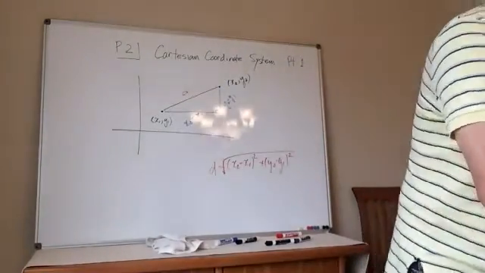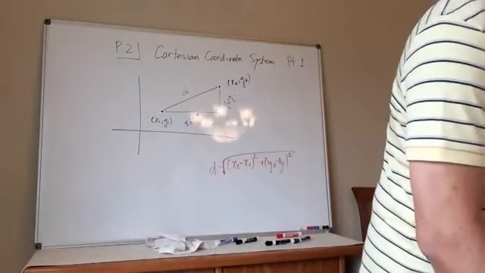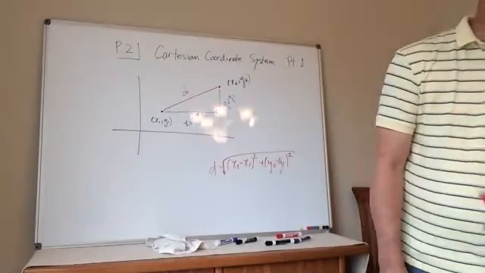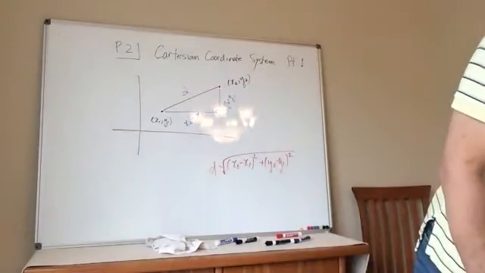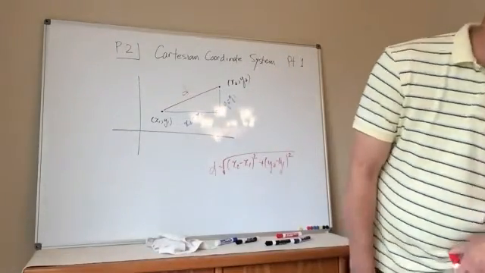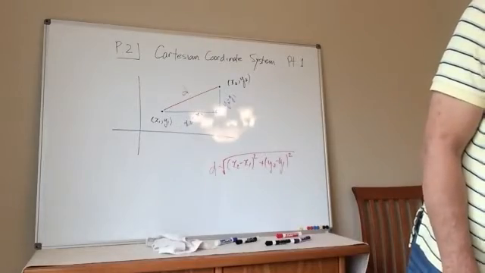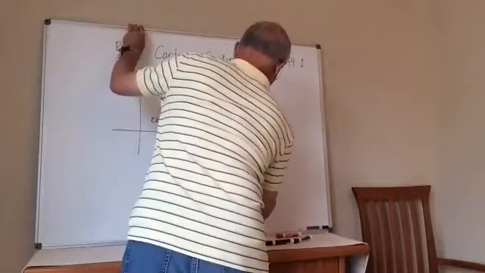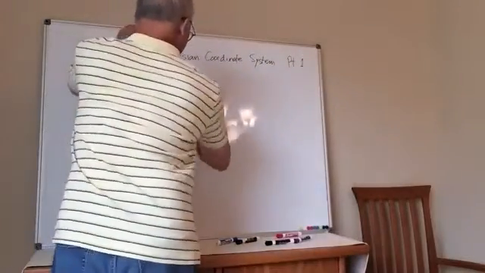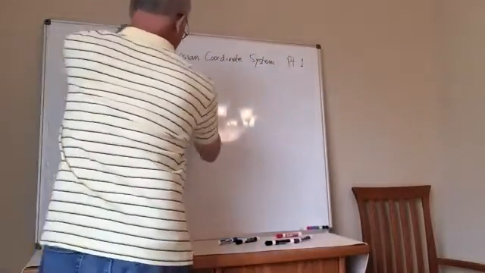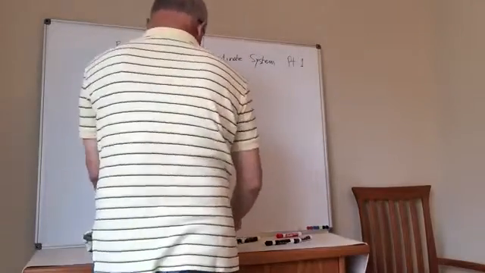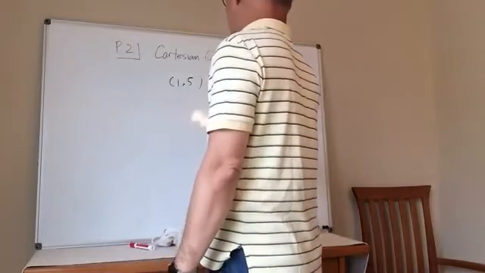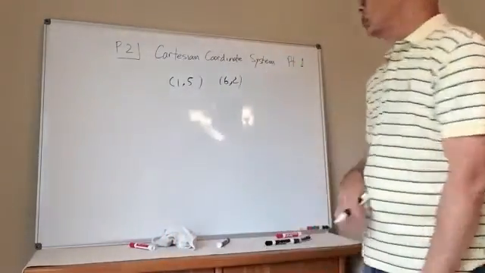So page 14, in the middle of page 14, it shows you that equation. So let's go to example number 3, see if we can use that. Find the distance between points (1, 5) and (6, 2). Okay, so the distance between (1, 5) and (6, 2), right?